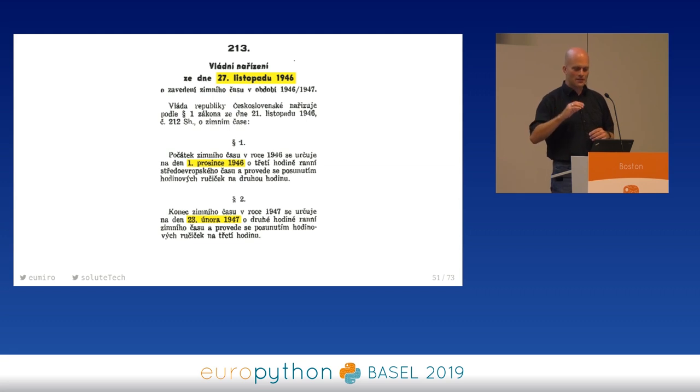The parliament made a law that the government may declare wintertime. Then they did it on the 27th of November, 46, that it would start on the 1st of December. Then on the 1st of December, Czechoslovakia went into standard time even 1 hour back. So this was not daylight saving time, it was daylight wasting time. It worked until the 23rd of February, then abolished and never introduced again.